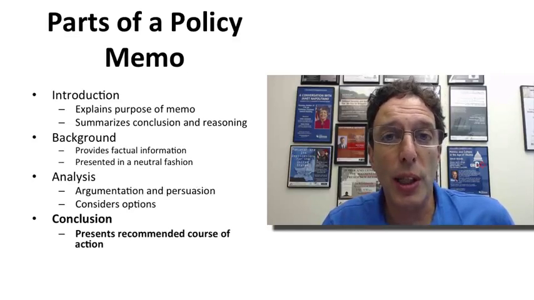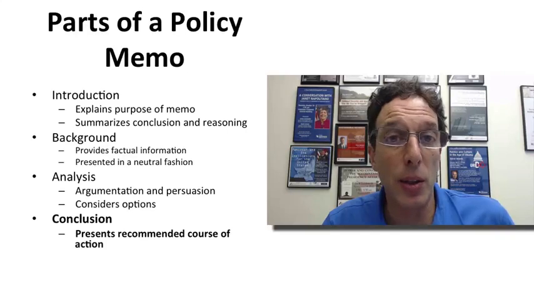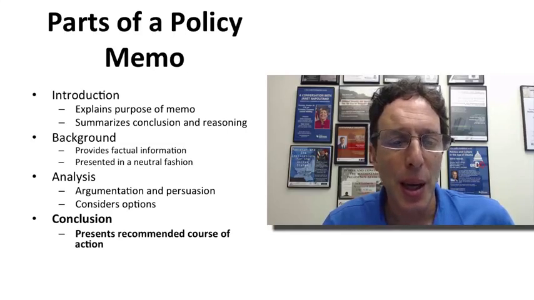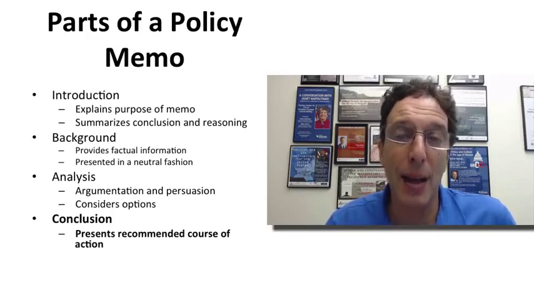So for this course, I'd like to see these 4 pieces of a policy memo, and you can use subheadings and things like that to clearly demarcate what section you're in. Although on the introduction, you can just start with those 2 sentences. You don't need the word introduction. It's pretty clear when it's right at the beginning, that's what it is. But I'd like to see subheadings for background, analysis, and conclusion.